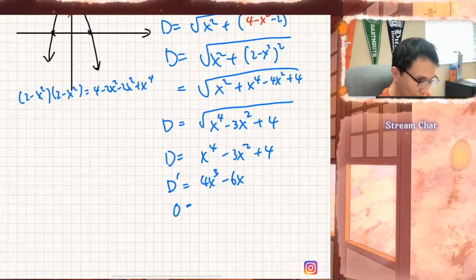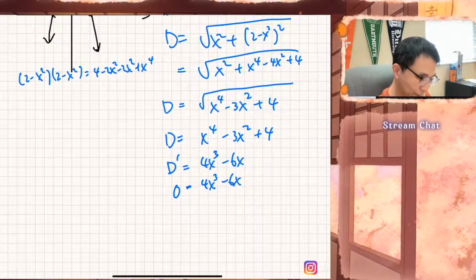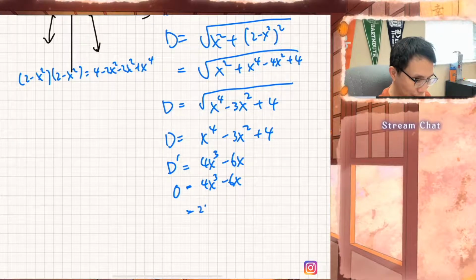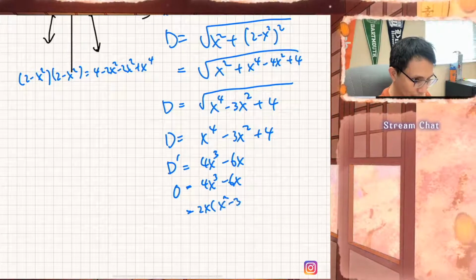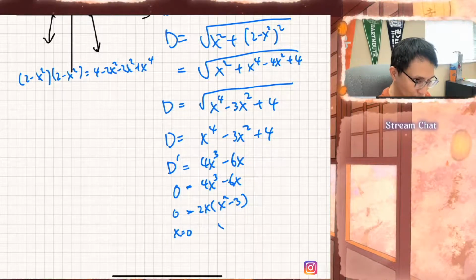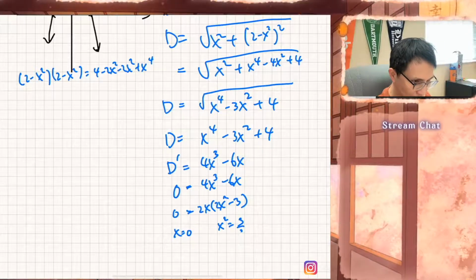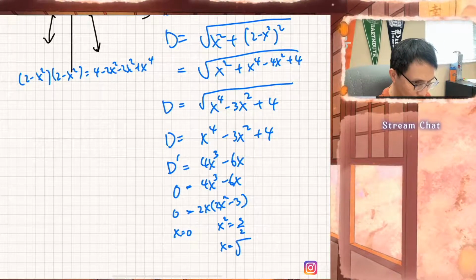So 0 equals 4x cubed minus 6x. And that's equal to 2x times x squared minus 3. So x equals 0. And from the other factor, x squared equals 3 over 2, so x equals plus or minus square root of 3 over 2.